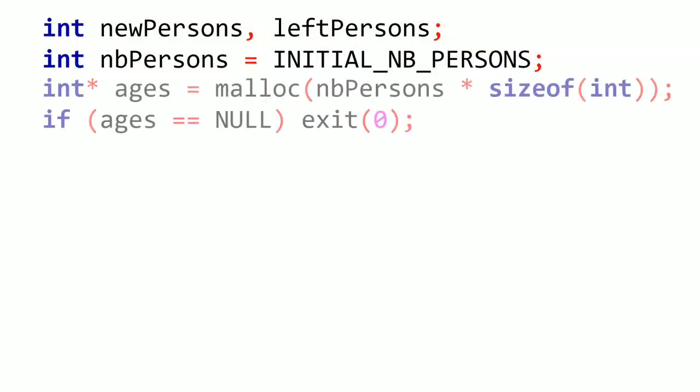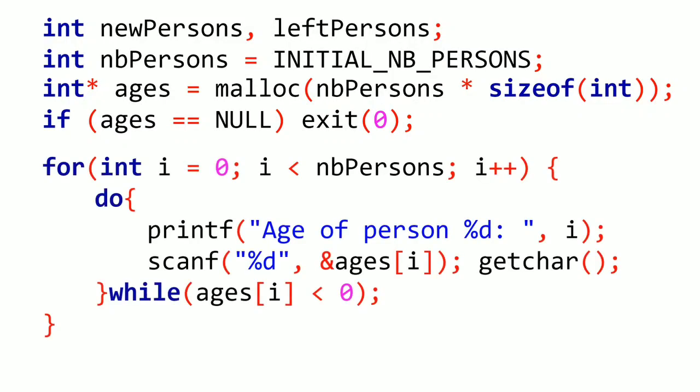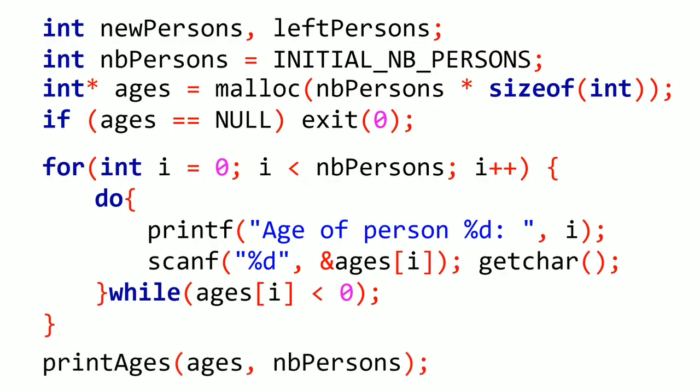Then we declare the array using malloc. So we have an int pointer that receives the result of malloc, the number of persons, multiplied by the size of the int data type. And if the allocation failed, we exit directly. After it, we will fill the array by the age of each person. We use the do-while loop to verify that the input is positive. Now we print the ages.